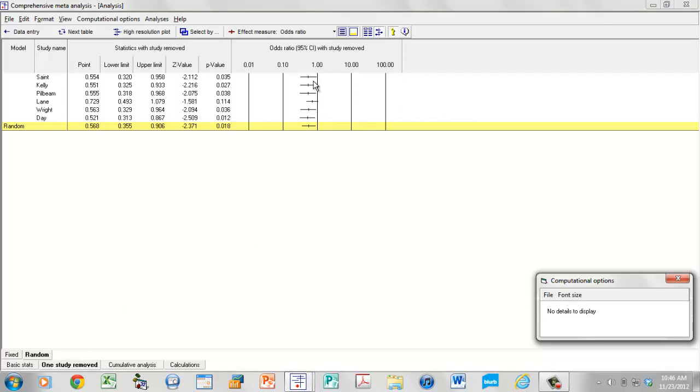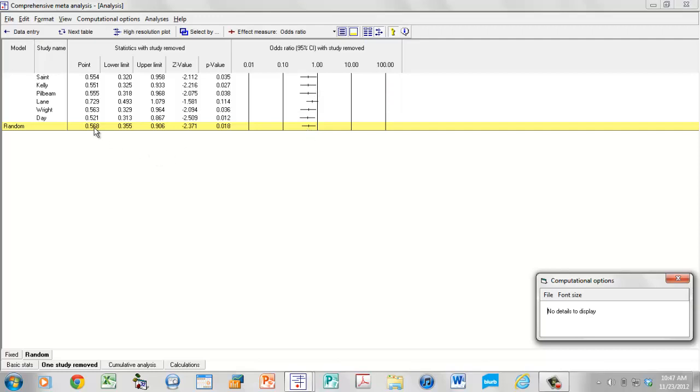What we get now over here is the effect size and confidence interval, not for this study, but it's really what we would see in the yellow line if we removed this study. In other words, it's the overall estimate of the effect and confidence interval based on every study except for this one. So basically if we were going to remove this study, what we would see is very similar to what we're seeing now.